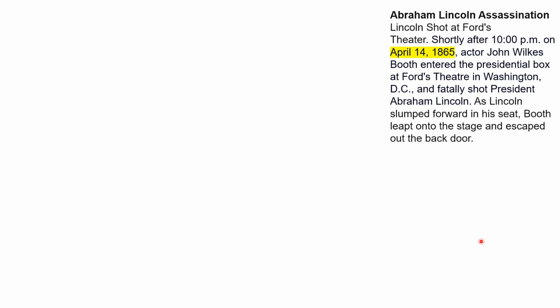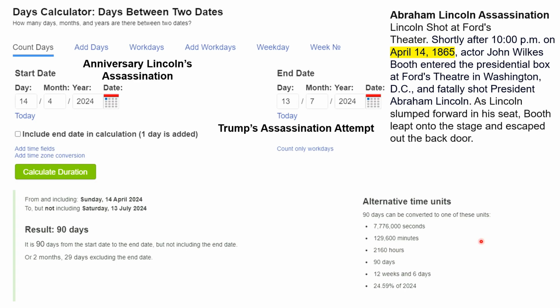Now if we move on and we look at when Abraham Lincoln's assassination was, that was April the 14th, 1865. So the anniversary will be April the 14th, 2024. And when we look at that, it's 90 days. And that is 2160 hours, or 6 times 6 times 6.